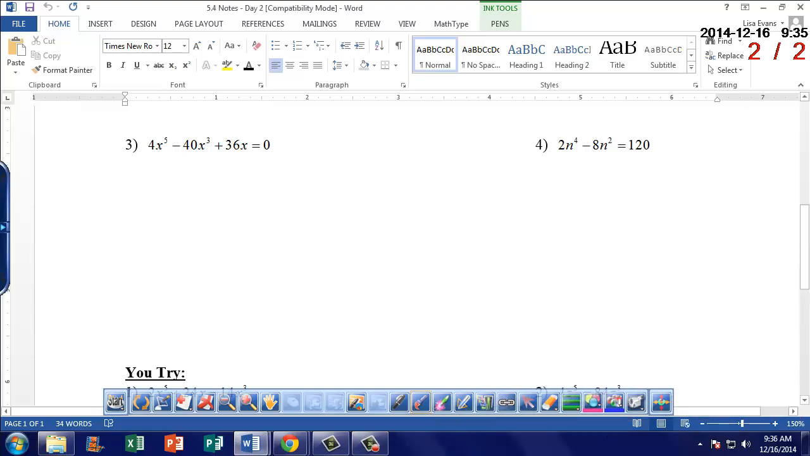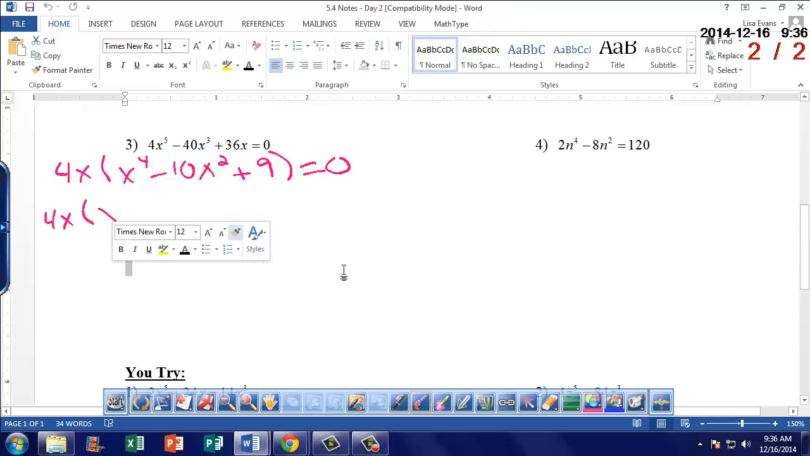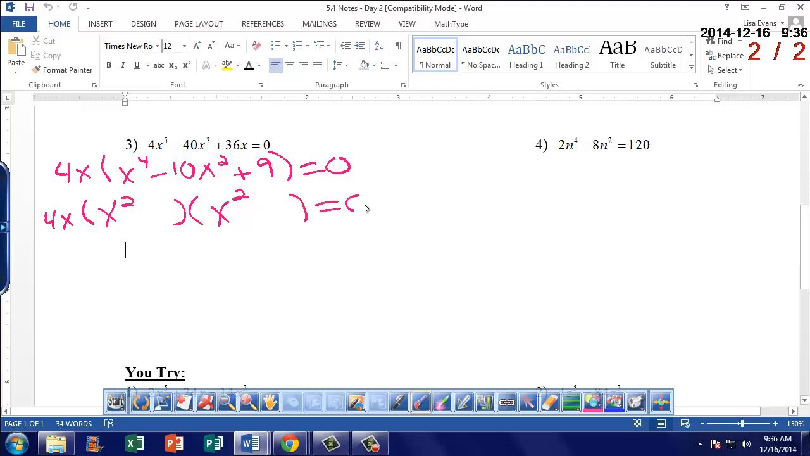Okay, in this problem, we can go ahead and factor out a greatest common factor, which in this case would be a 4x. When I do that, I'm left with x to the fourth minus 10x squared plus 9. This is actually easy trinomial factoring, except that we have an x to the fourth, so we have to make sure that our first terms are x squareds. What multiplies to give us positive 9 and adds to give us negative 10 would be negative 9 and negative 1. Both of these are difference of perfect squares.